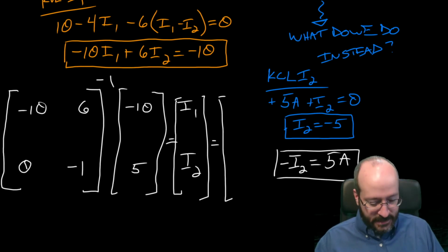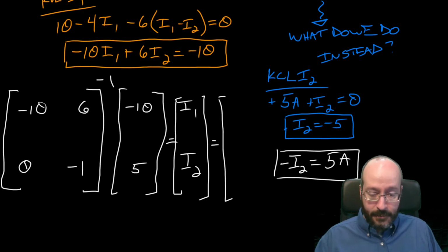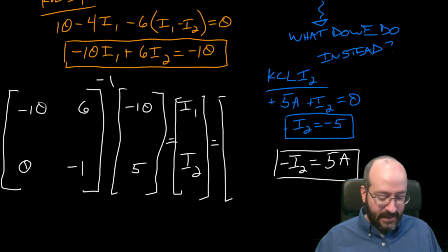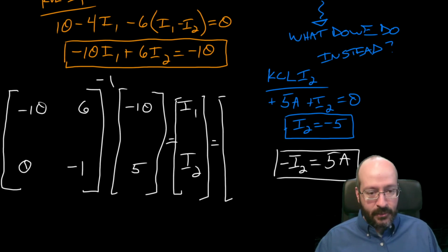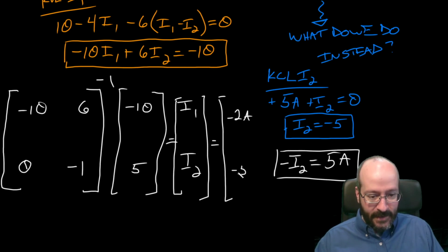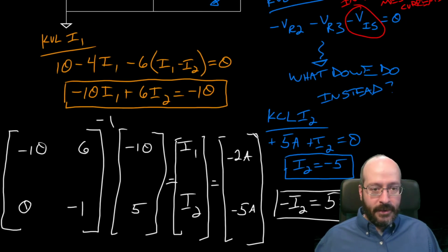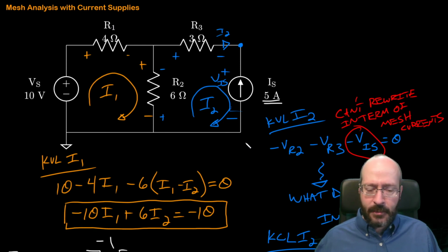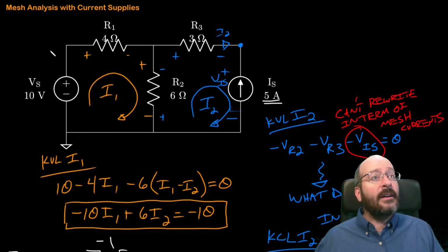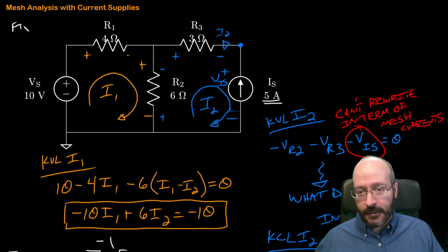I'm going to do it quickly in front of you with my TI-85. They stopped making them, and I just think it's a shame. It's a good calculator. All right, and we get, we're going to fit it in here, -2 amps and -5 amps. Okay, those are the mesh currents. All right. Is that all I want to do here? Yeah, so I guess find the mesh currents was really all I was doing.